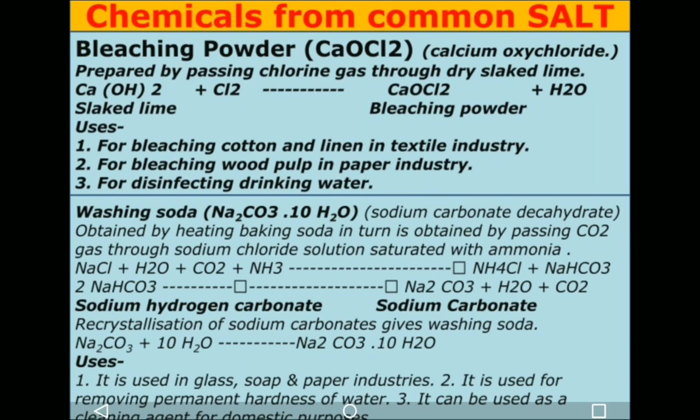Again, bleaching powder is used as an oxidizing agent in laboratories and industries. Oxidizing agent means it gives oxygen, in the laboratory and industry. These are the uses of bleaching powder.